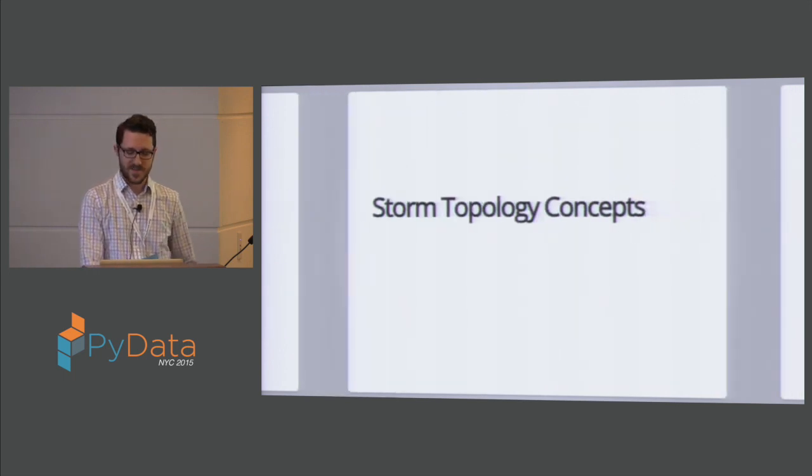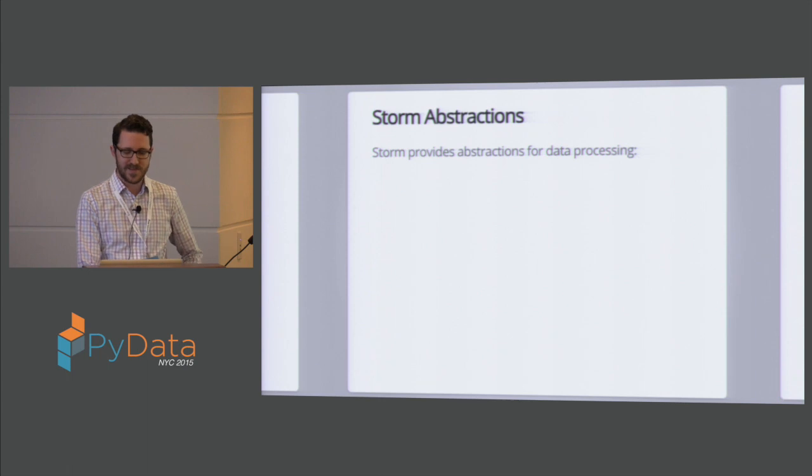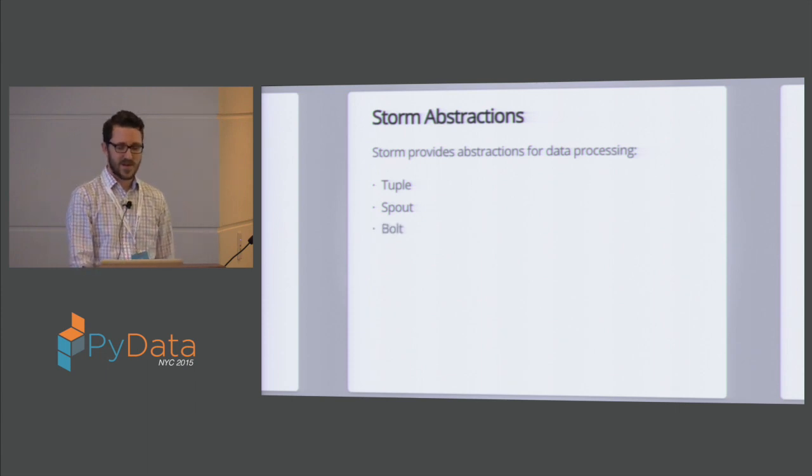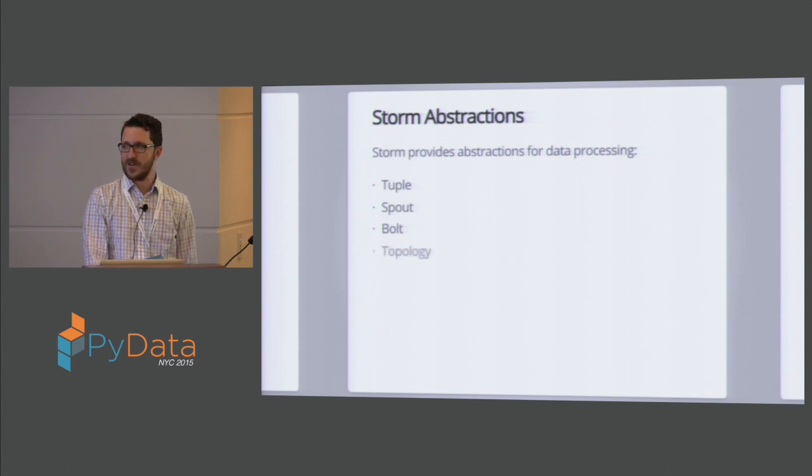So the basic concepts behind Storm. Storm has these abstractions for data processing. Primarily, we've got the tuple, which is like a little chunk of data. Then you've got spouts, which produce these tuples or chunks of data. Bolts, which take the tuples and process them in some way. And then you've got topologies, which are how everything connects all together.